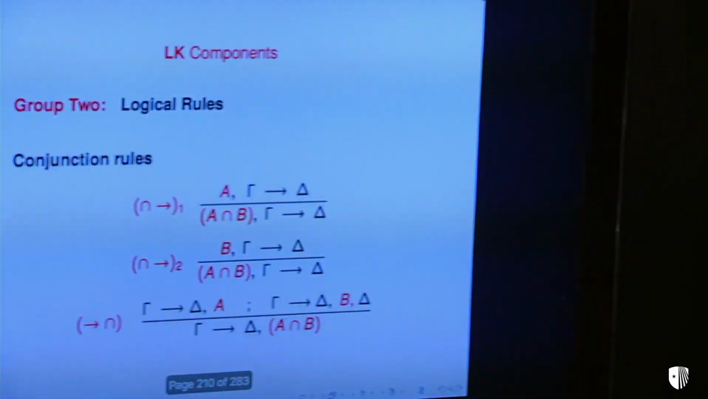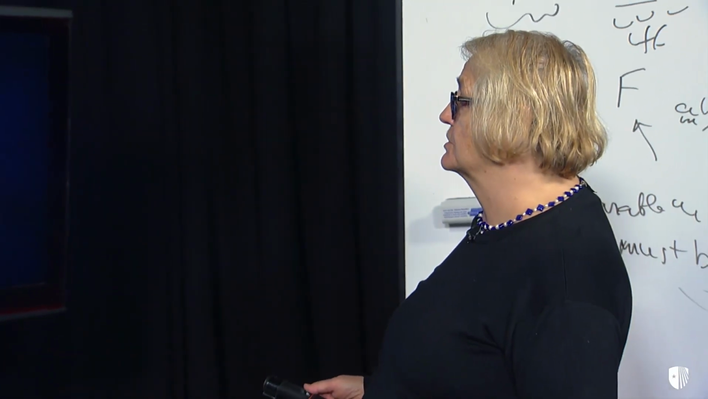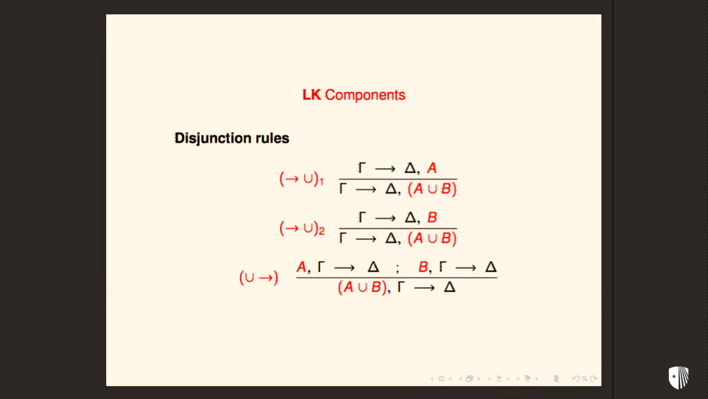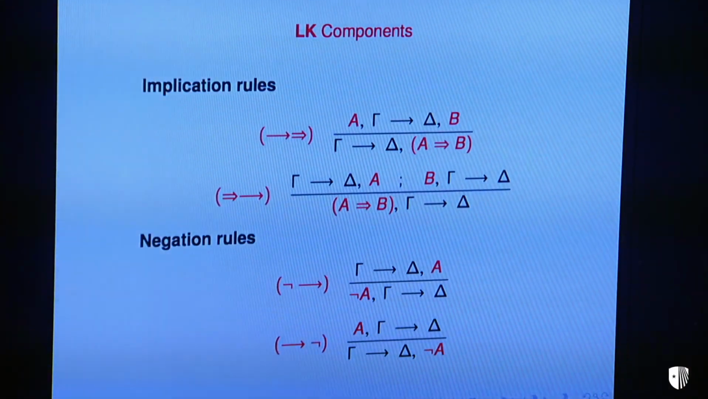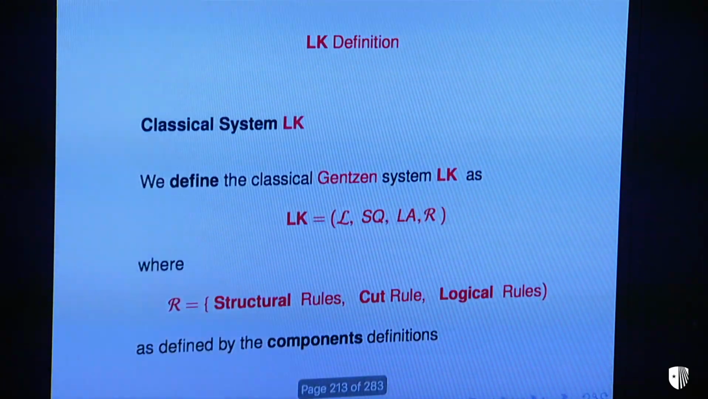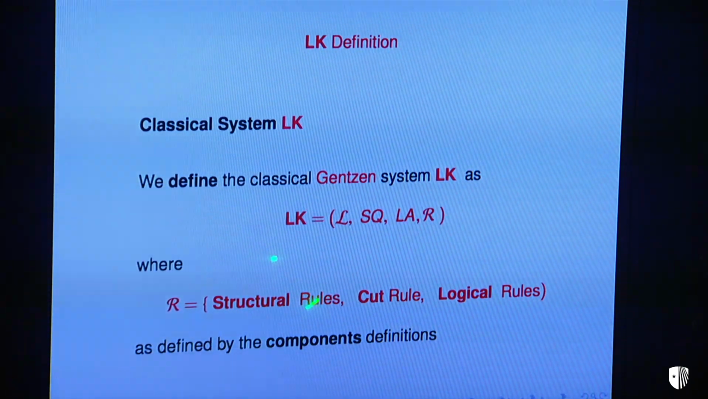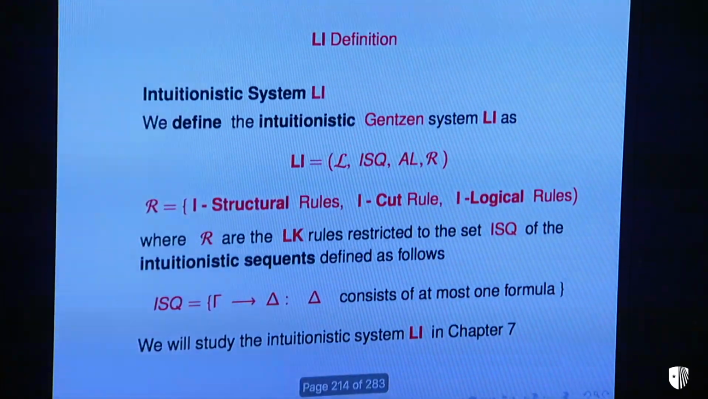So he introduced that cut formula, and then you have the conjunction rules. For example, now, because you have only one formula, you have two conjunction rules, and also two disjunction rules, right? Because you have A, you can always write A or B, and you have B, A or B. On this side, you have only one rule. The negation rule is the same, and the implication rule is the same. And he said exactly that his system is structural rules, the cut rule, and logical rules. So all these rules.